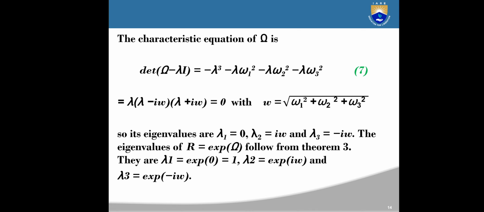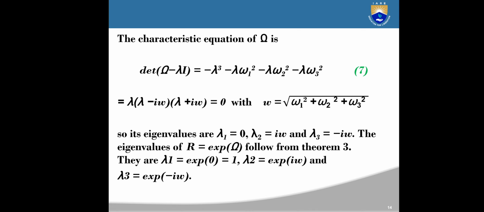The characteristic equation is that of omega minus lambda I is equal to minus lambda cube minus lambda omega 1 square minus lambda omega 2 square minus lambda omega 3 square. That is equal to lambda of lambda minus I omega into lambda of lambda plus I omega, that is equal to 0, with omega is equal to root over omega 1 square plus omega 2 square plus omega 3 square. So its eigenvalues are lambda 1 is equal to 0, lambda 2 is equal to I omega, and lambda 3 is equal to minus I omega.